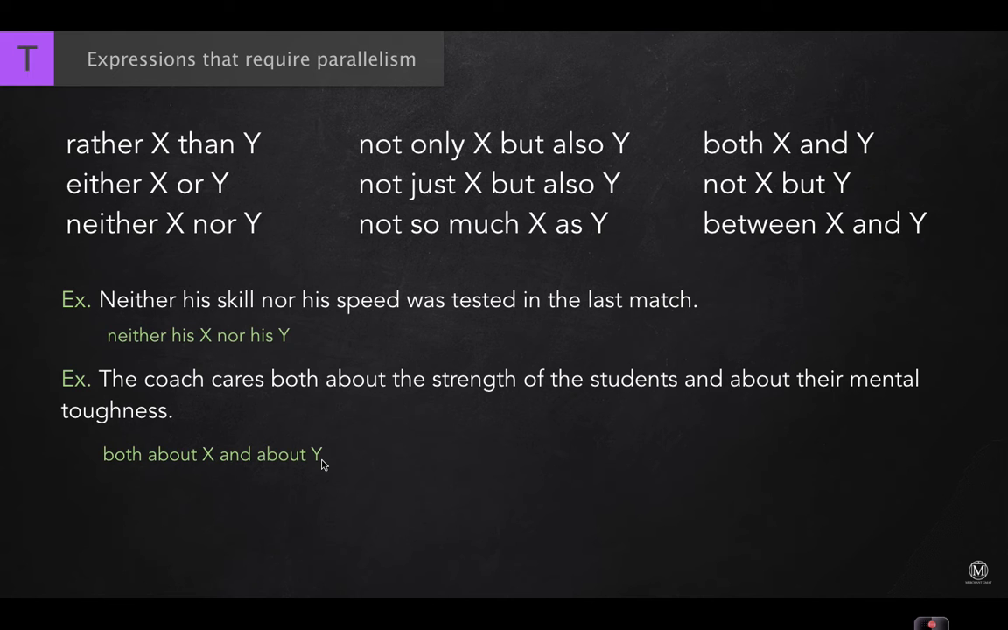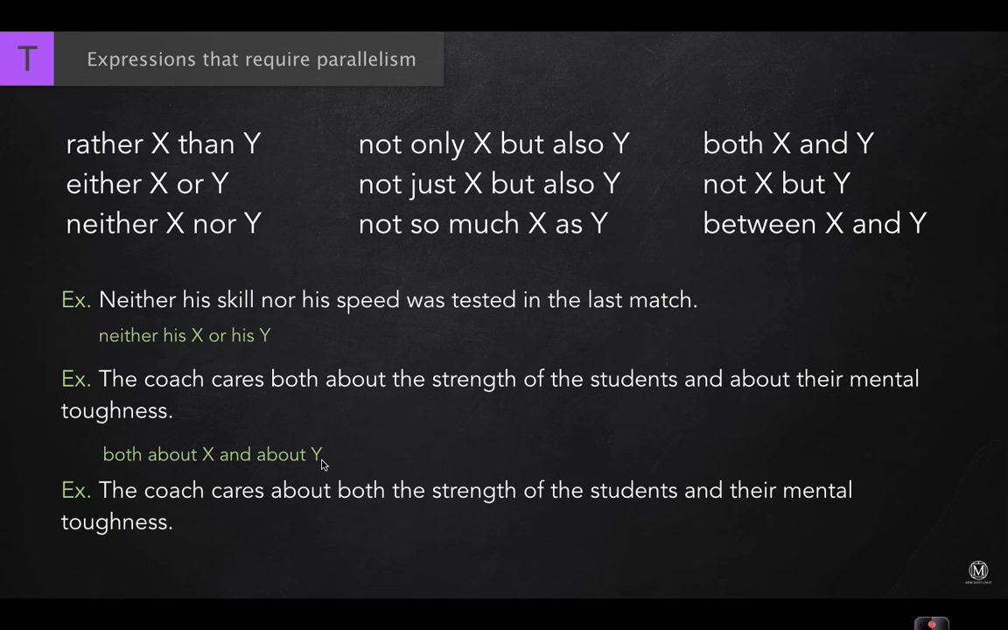Finally, one thing to be careful about is when you see a sentence like this. The coach cares about both the strength of the students and their mental toughness. So here, I basically have the same sentence, but what I did was I took the about that I repeated in the last sentence and I put it before I started this expression, both x and y. By putting it on the outside of this expression, instead of putting it in the expression, I can now use about and apply it to x and apply it to y. So this is completely correct as it's written.